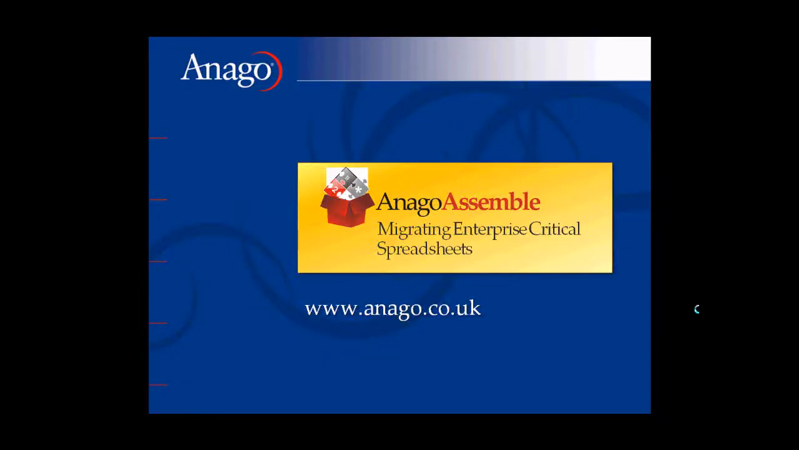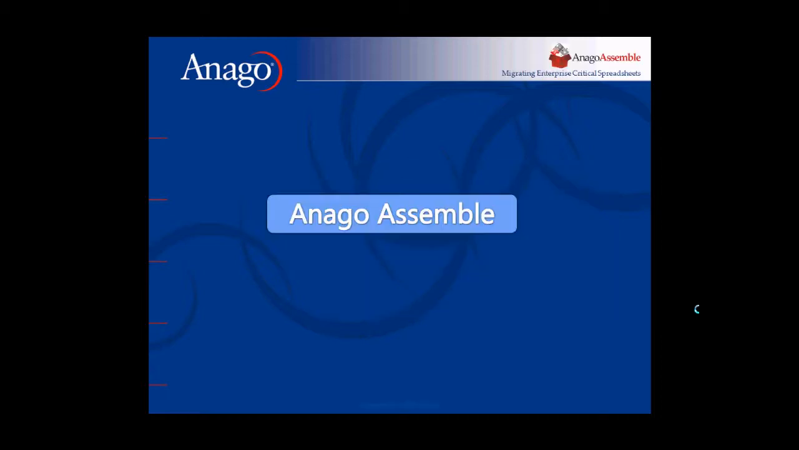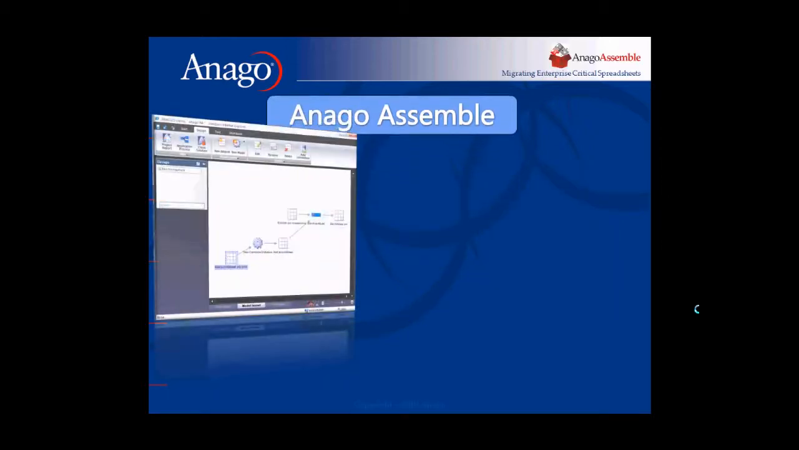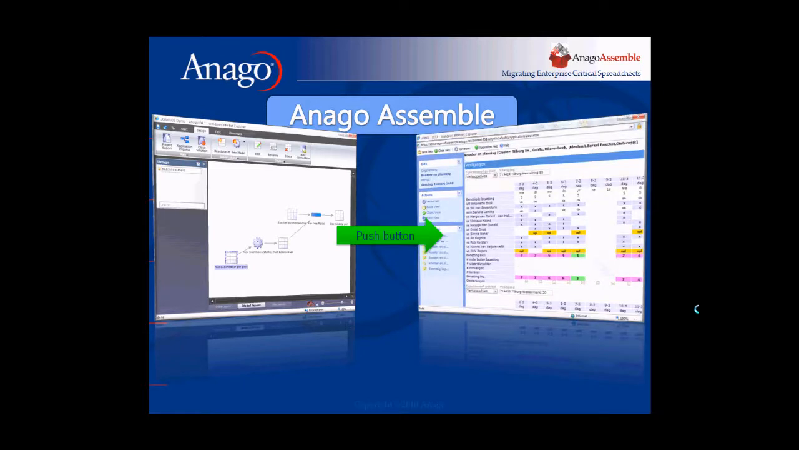I'm the Chief Technology Officer at Anago, and today I'm going to demonstrate how to use Anago Assemble to build an enterprise critical application. Anago Assemble consists of two parts. On the left side you see the studio environment to build the applications. On the right side you see the application.